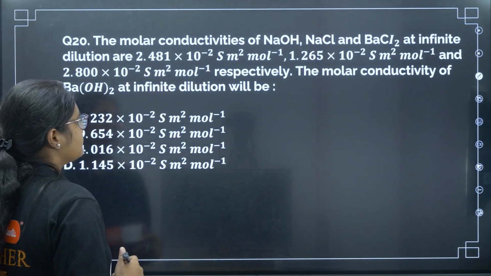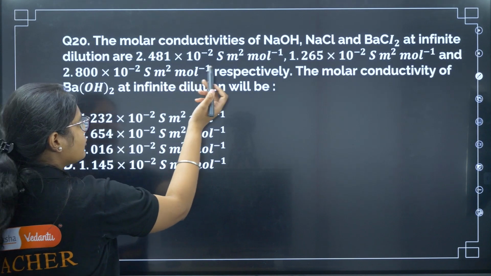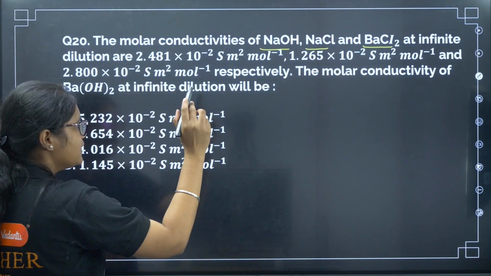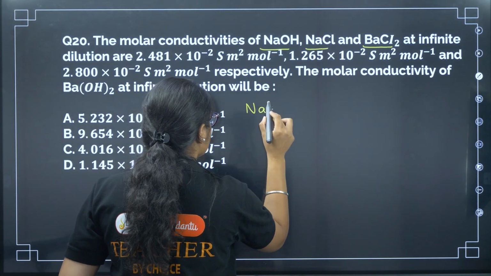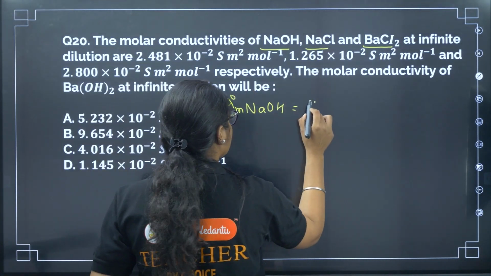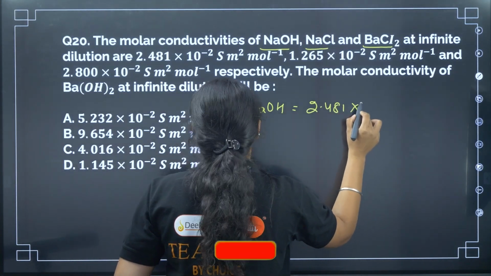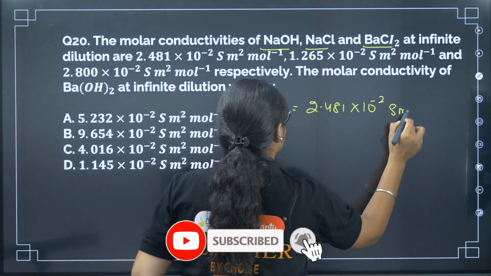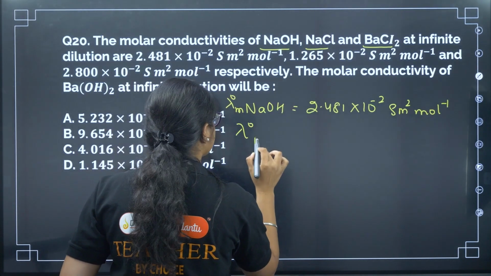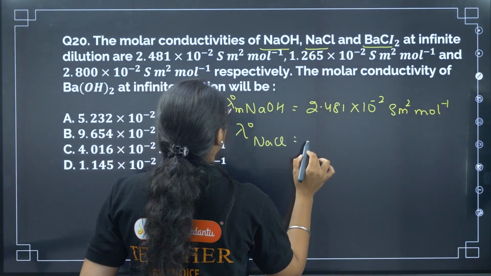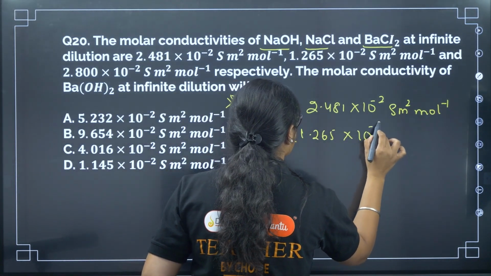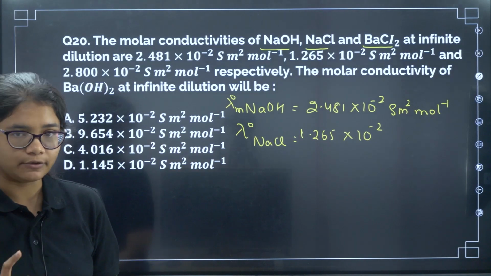Okay, next question is on the molar conductivities. The molar conductivity of NaOH, NaCl and BaCl2 at infinite dilution are given. So let us note down their values first. For lambda naught M of NaOH it is 2.481 into 10 to the power of minus 2 S meter square mole inverse. Next one is given for NaCl. So for NaCl, the value is 1.265 into 10 to the power of minus 2. So it is very important that you note down the values correctly.